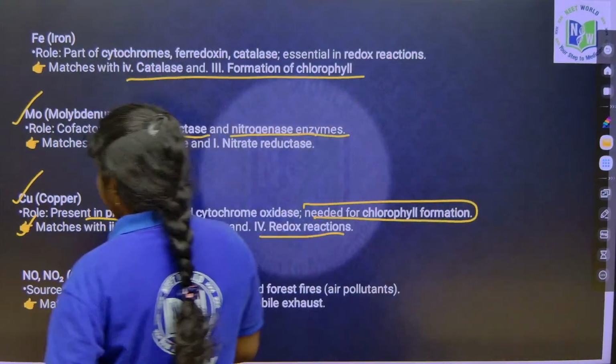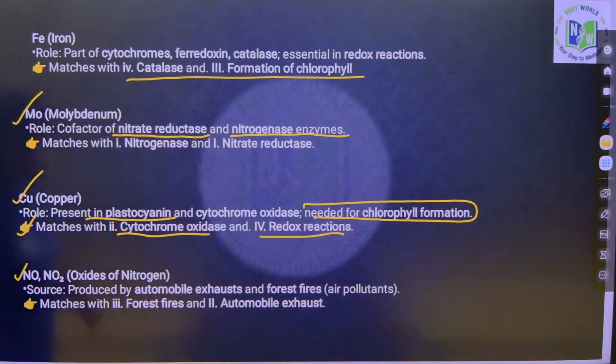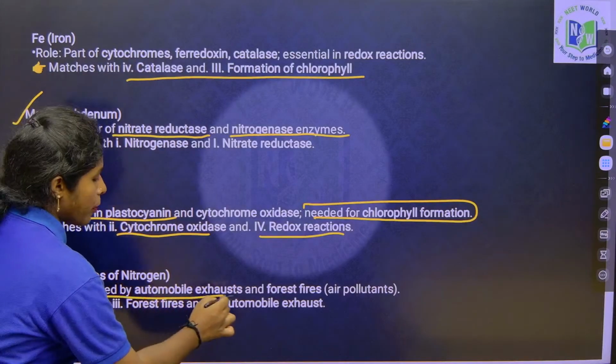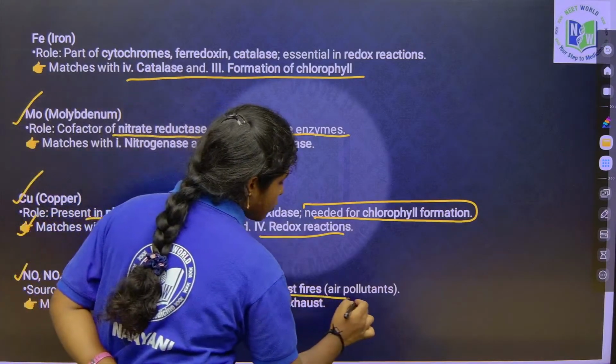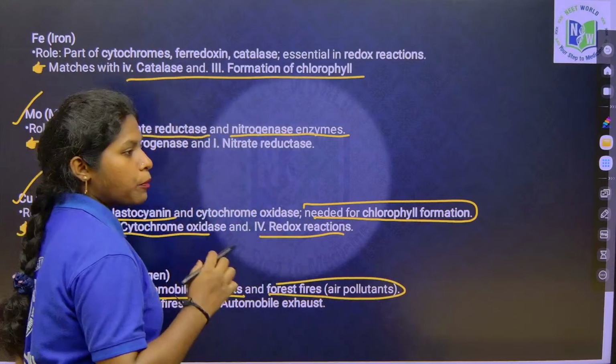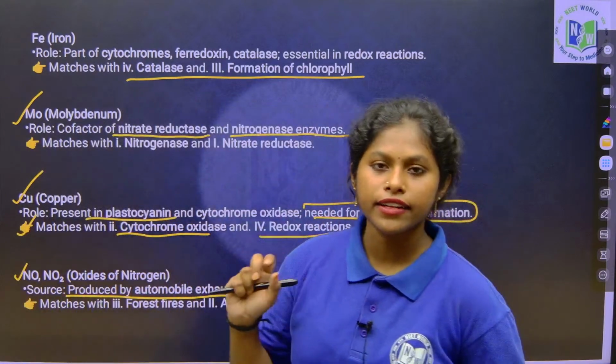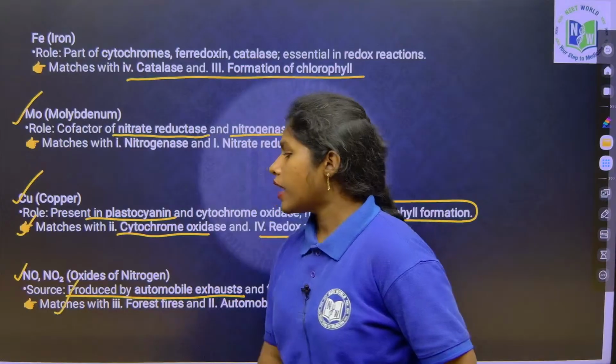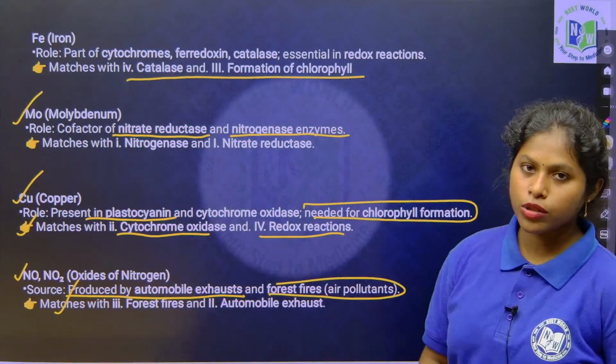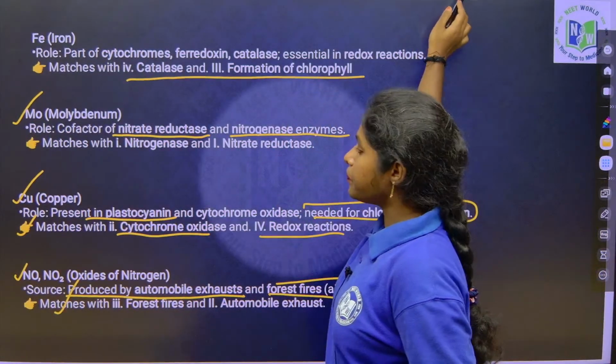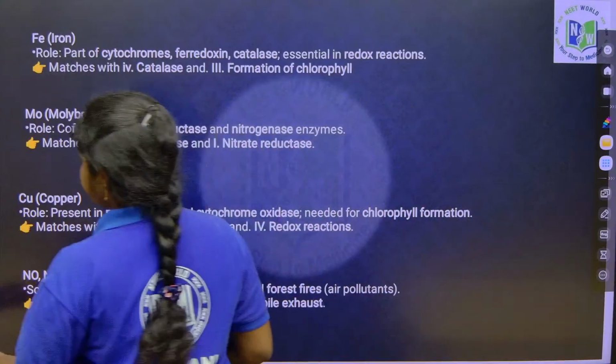And nitric oxides and nitrate oxide, students, are produced by automobile exhaust and forest fires. A large amount of air pollutant will occur by these nitric oxides. That is why the answer is forest fires and automobile exhaust. Got it? Now see the next question.